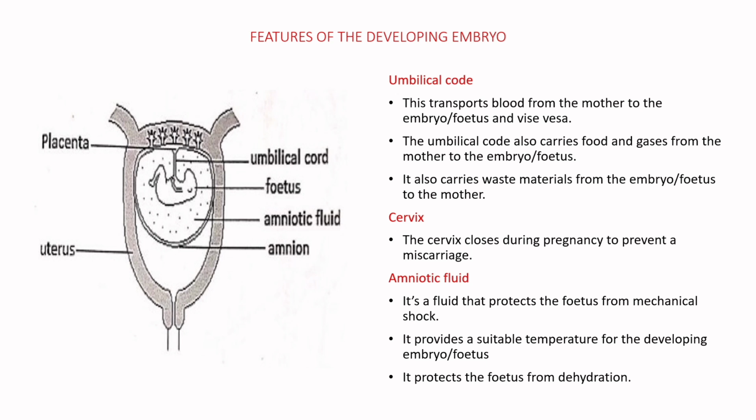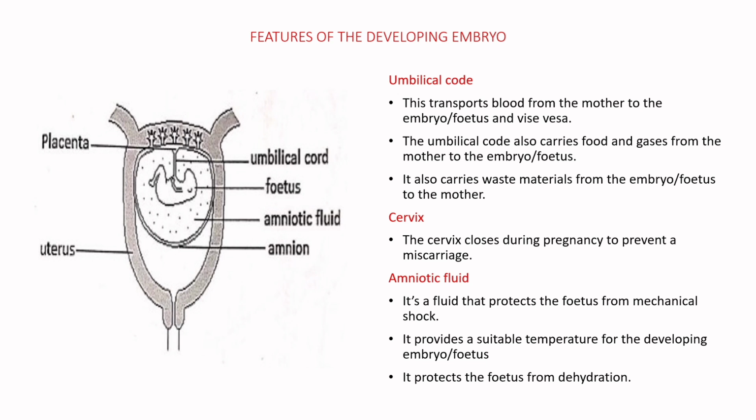What's the function of the umbilical cord? Here is our umbilical cord. So this transports blood from the mother to the embryo or fetus and vice versa. When I say vice versa, I simply mean the opposite. We are saying that it transports blood from the mother to the fetus. So the vice versa will be from the fetus to the mother. Apart from that, you also say the umbilical cord also carries food and gases from the mother to the embryo or fetus. Apart from that, it also carries waste materials from the embryo or fetus to the mother. That is the function of the umbilical cord.